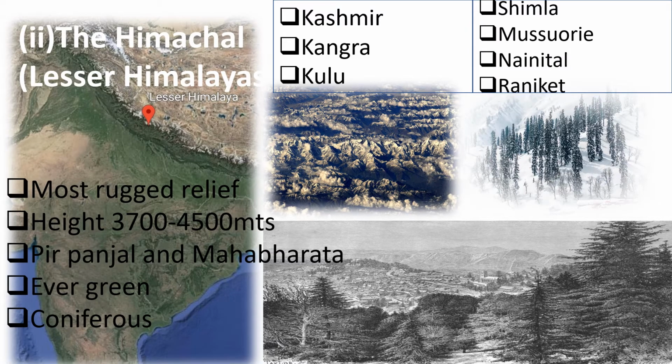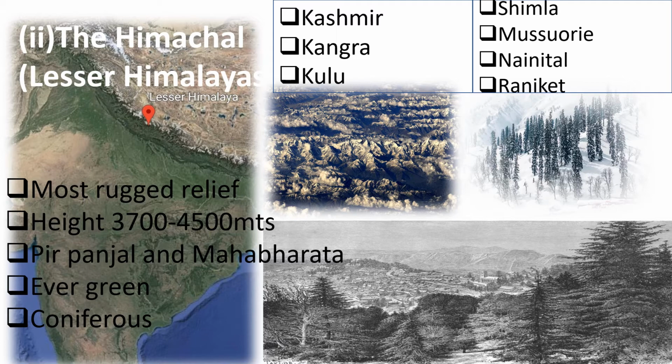And the region to the south of the Greater Himalayas is called the Lesser Himalayas, which has the most rugged relief, and this region is mainly composed of highly compressed rocks. The height ranges from 3,700 to 4,500 meters. Some of the important ranges of this region are the Pir Panjal, which is also called Panchaladeva, and Mahabharata. And these ranges consist of the famous valleys of Kashmir and Kangra and Kulu in Himachal Pradesh.